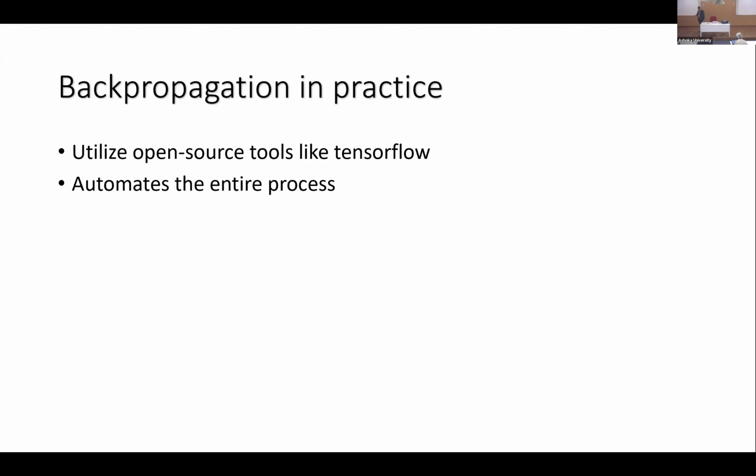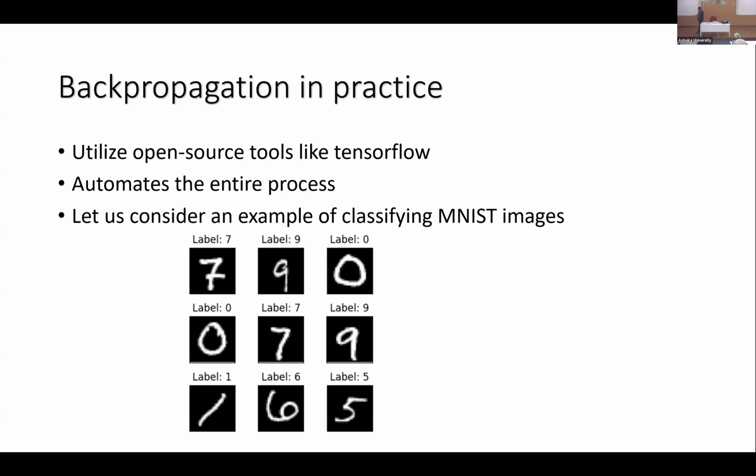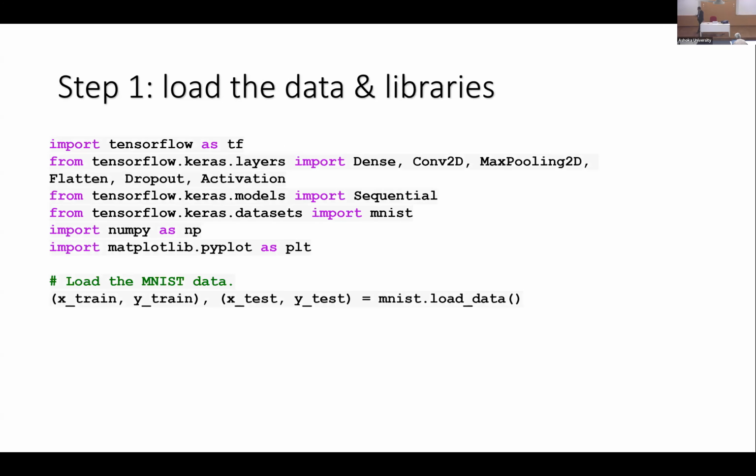Right? So essentially, what we are doing in practice is that we are not calculating it ourselves. There are existing libraries or open source tools like TensorFlow, which heavily automate the process. So we don't have to worry about actually applying the chain rule and then calculating the gradient. Let us consider this example of MNIST. MNIST is a data set consisting of handwritten digits, and they are all labeled. I think some 60,000 examples are there, right?